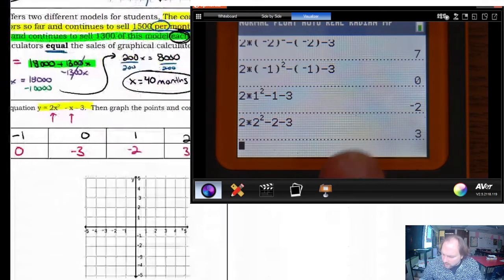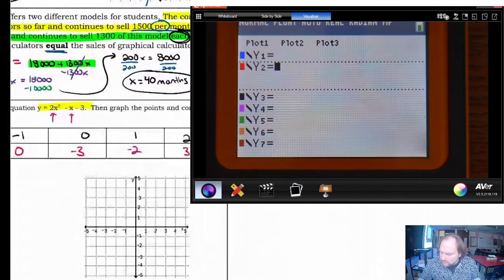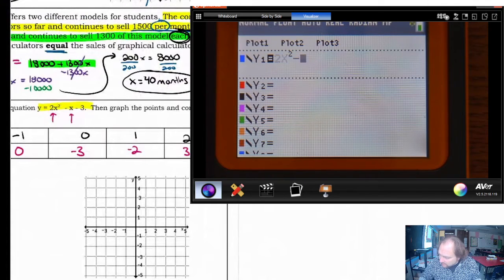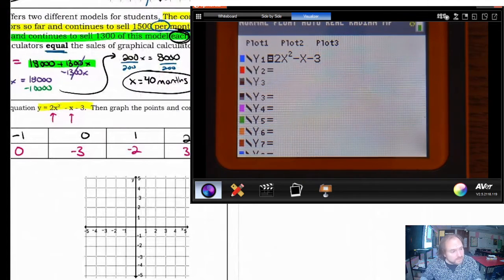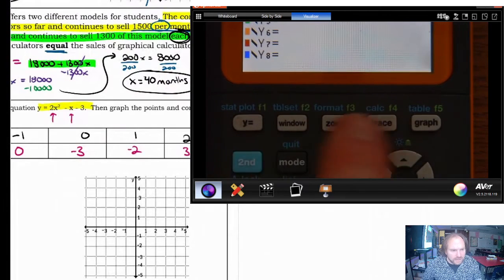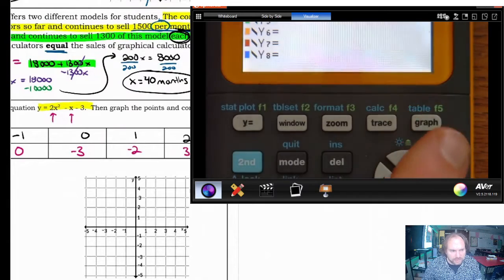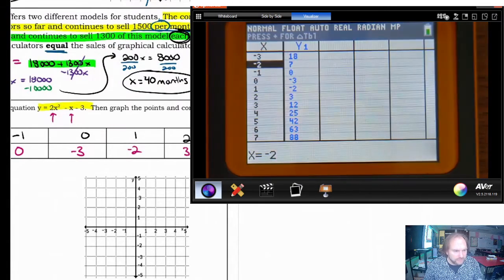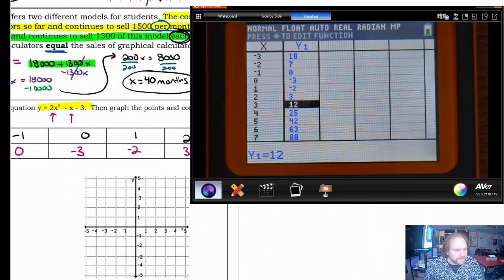Now, if you know how to use the graphing calculator, this problem can actually be a lot easier, because if you push y equals and clear out whatever's in there, you can just type in 2x squared minus x minus 3, and then push second, and then the graph button to access the table, and it will actually build a table for you, which shows the values that we just found. So there they are.